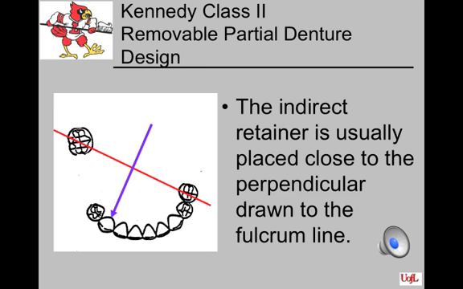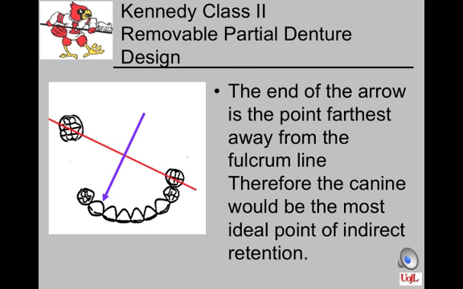Remember, the indirect retainer is usually placed close to a line drawn perpendicular to the fulcrum line and as far away from the fulcrum line as possible. The end of the arrow is the point farthest away from the fulcrum line. Therefore, the canine would be the ideal point of indirect retention. The mandibular canine would be eligible for an incisal rest, whereas the maxillary canine is not appropriate for an incisal rest, as it would be very unesthetic.